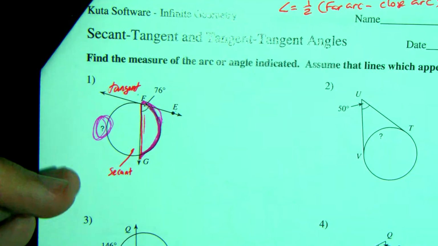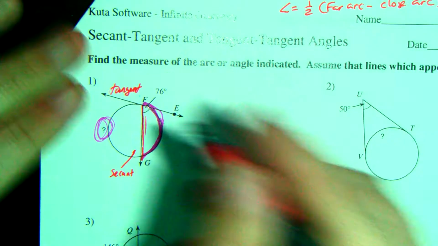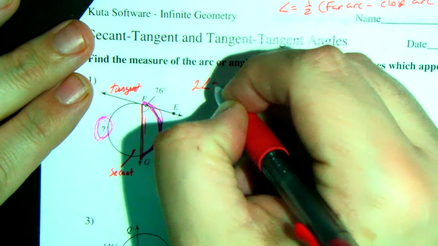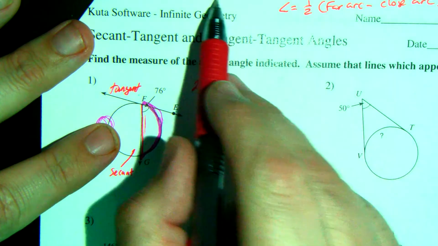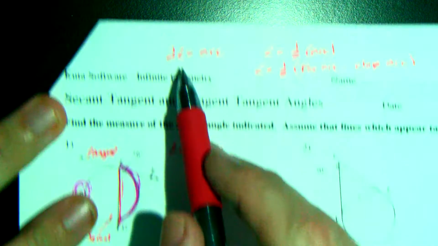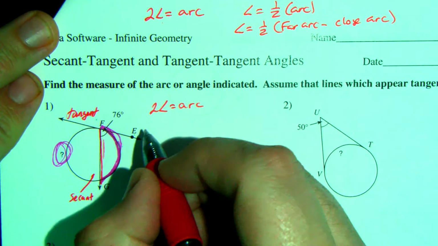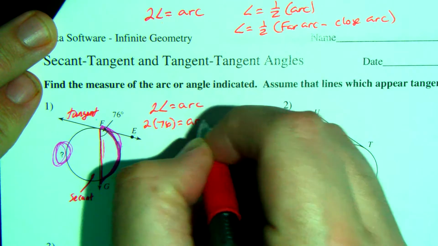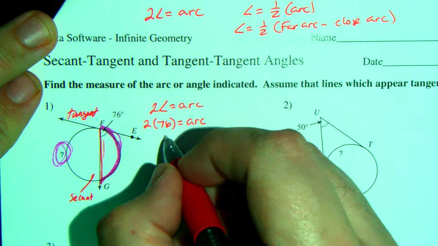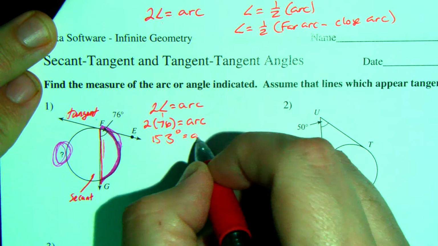So I know that's 76 degrees, so I know 2 times the angle is equal to the arc. Correct? Yes. Alright, so I know the angle, so I'm going to use this first equation. 2 times the angle is equal to arc. 2 times 76 is equal to the arc. So that's 13, carry the 1, 14. 153 degrees is equal to the arc. So this guy right here is 153 degrees.